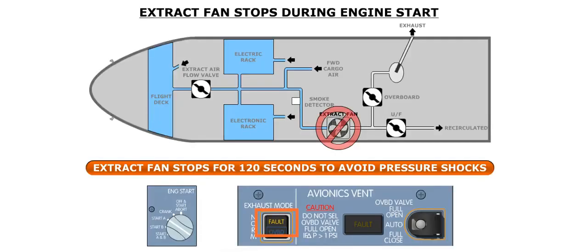During engine start, the extract fan will stop for 120 seconds to avoid pressure shocks through the aircraft. When the fan shuts down, the amber fault light in the exhaust mode push button, located on the avionics ventilation panel, will illuminate.